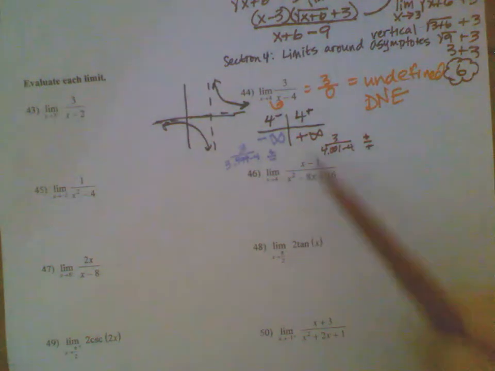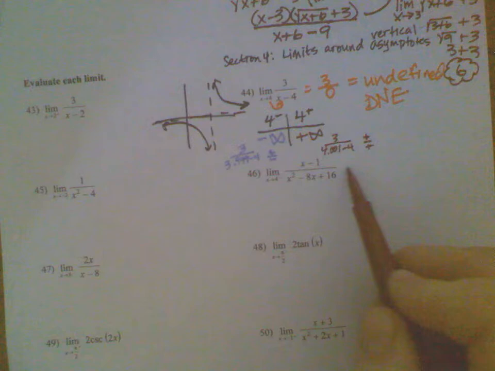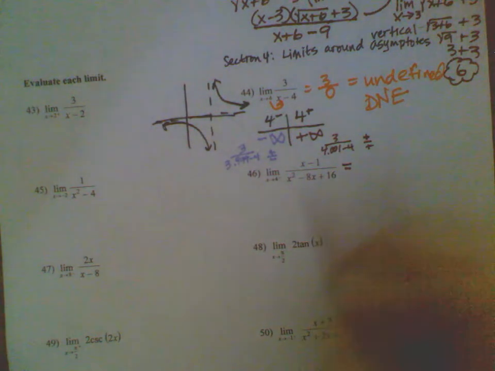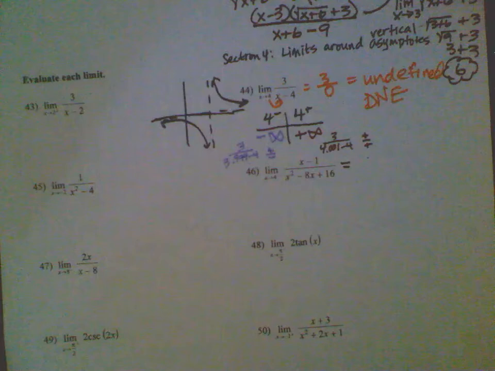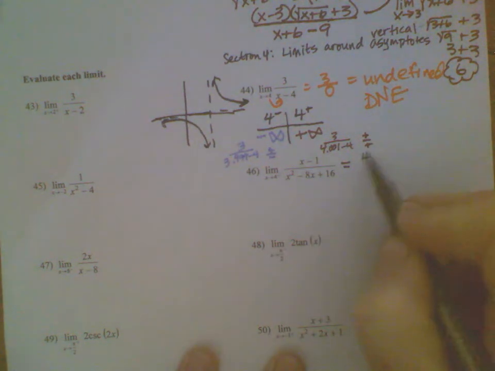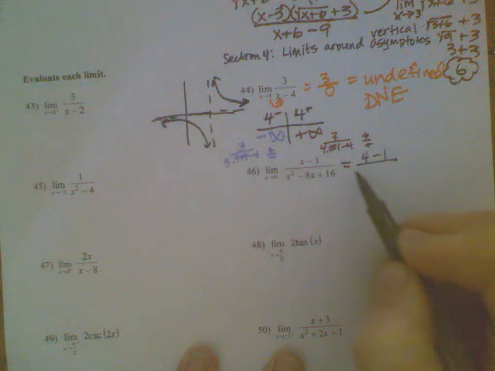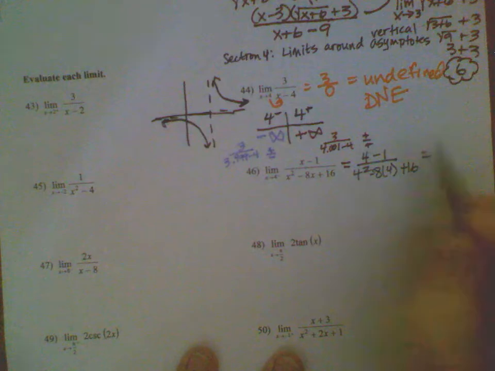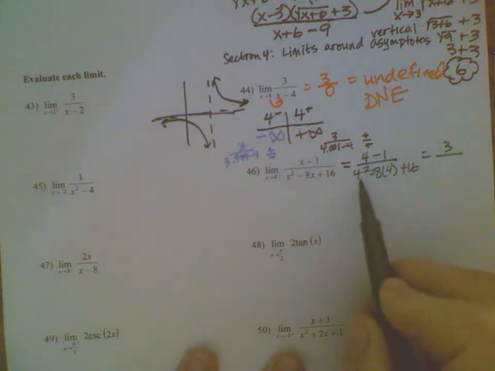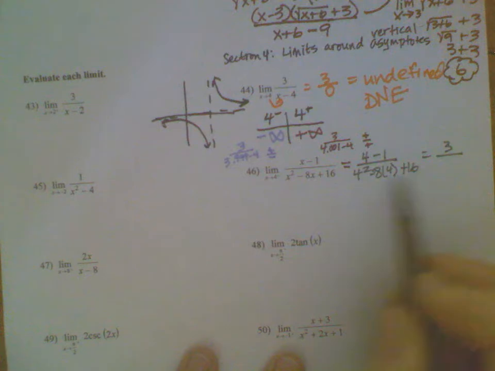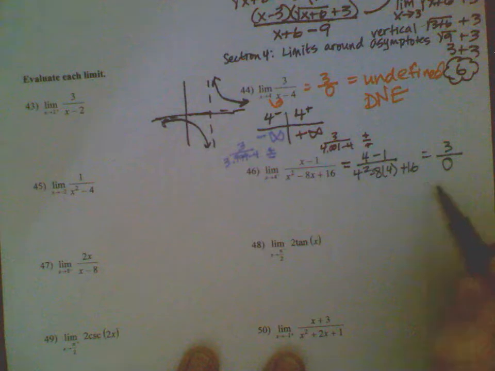So if I have a one-sided limit, again, with direct substitution, I would plug in the value there. I'm going to change colors so it stands out a little bit more. Let's do 4 minus 1 over 4 squared minus 8 times 4 plus 16. That gives me 3 over 16 minus 32 is negative 16 plus 16 is 0. So again, we're undefined. This limit does not exist.